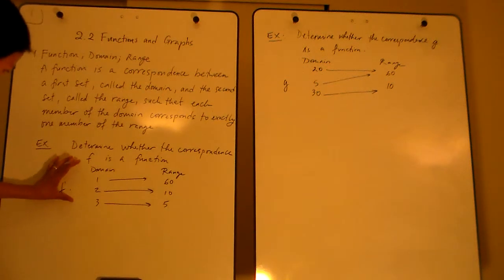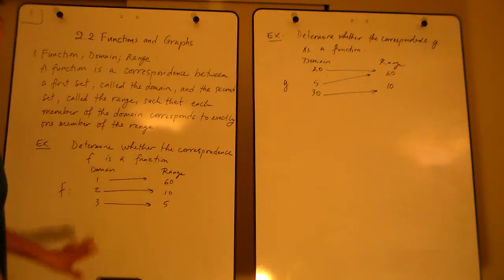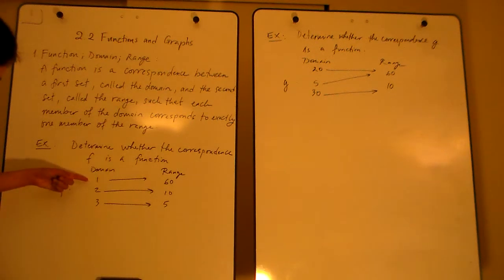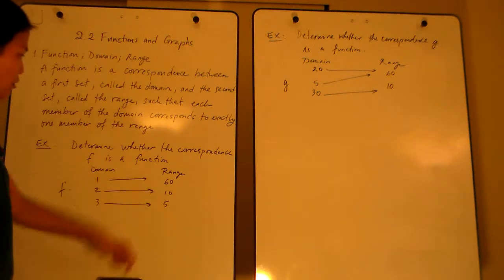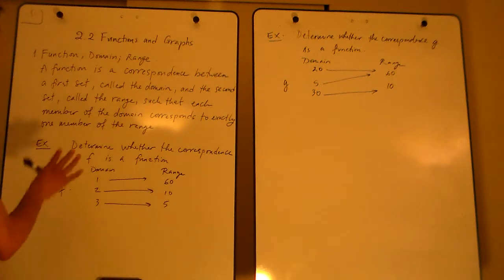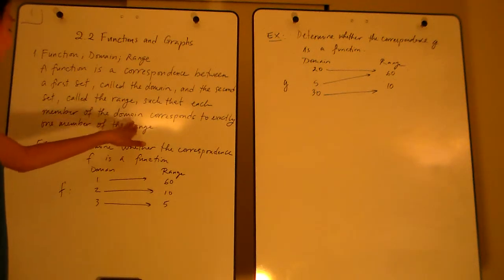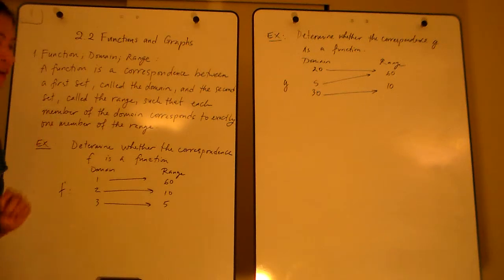Here's the example. Determine whether the correspondence f is a function. This correspondence f encompasses all these. Okay, this is f. The domain is 1, 2, 3, and the range is 60, 10, and 5. The question is, determine whether this correspondence is a function. If you follow this definition, it says that each member of the domain corresponds to exactly one member of the range.